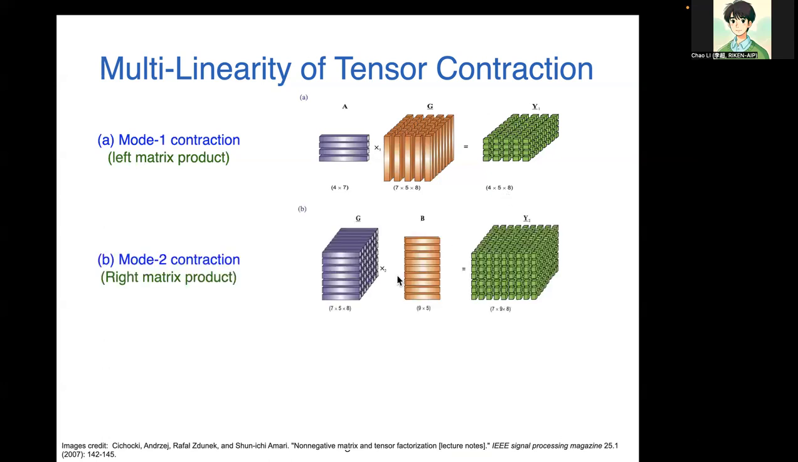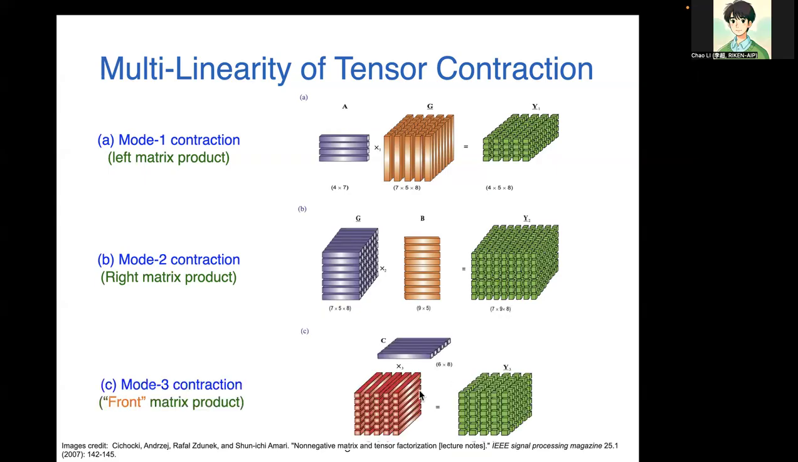In B, we switch to a mode 2 contraction. Now, it's like a right matrix product. We multiply along the second mode, and again, the other modes just pass through unchanged. And in C, we do a mode-3 contraction. Here we are multiplying along the frontal direction of the tensor. So the first two modes stay the same while the third mode changes.